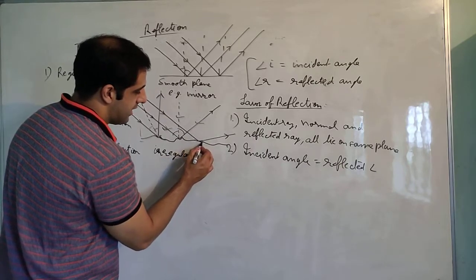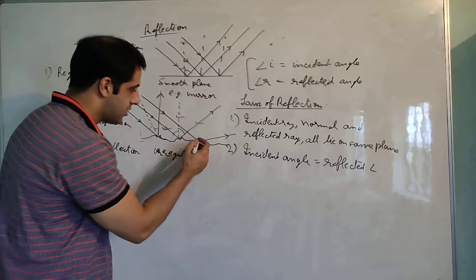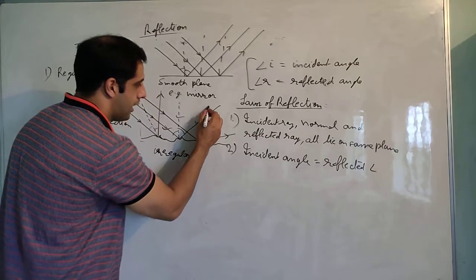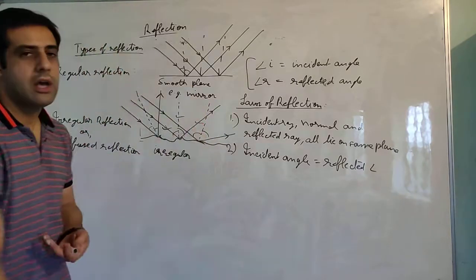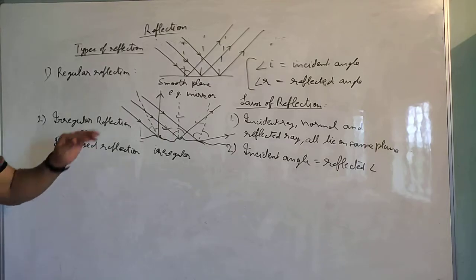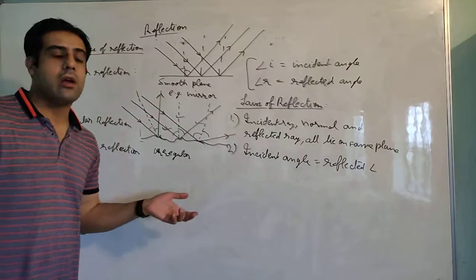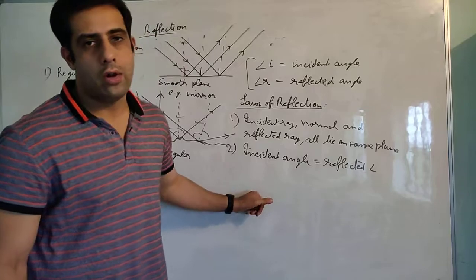Here the plane is inclined in a downward direction. So if I make a normal here, it will go like this, and again both the laws are being followed. So whatever reflection it is, whether it is regular or irregular, the laws of reflection are always followed.